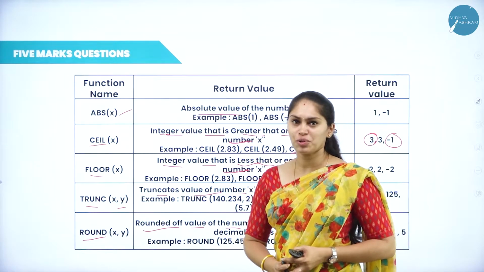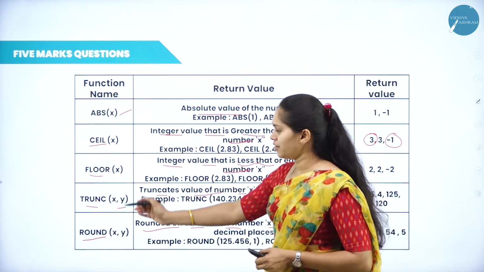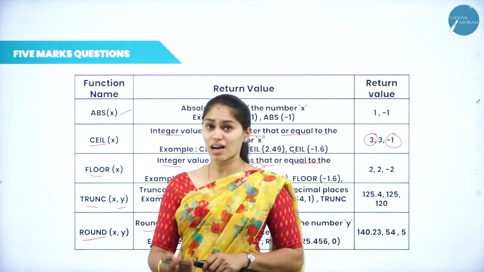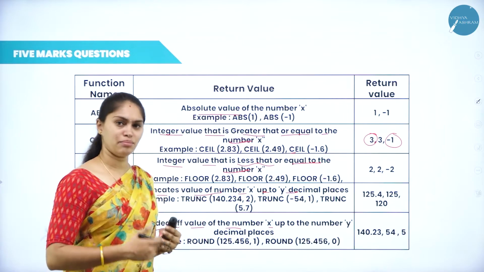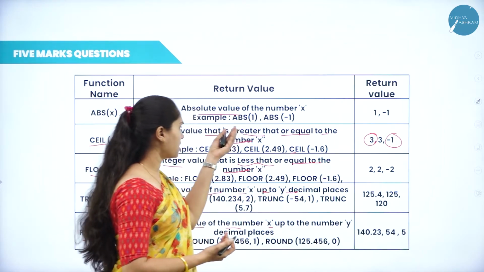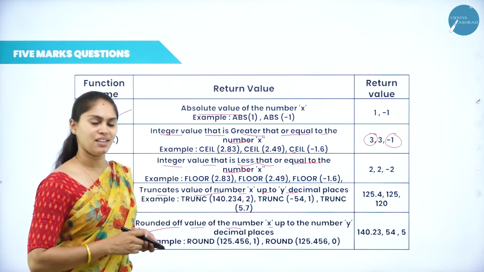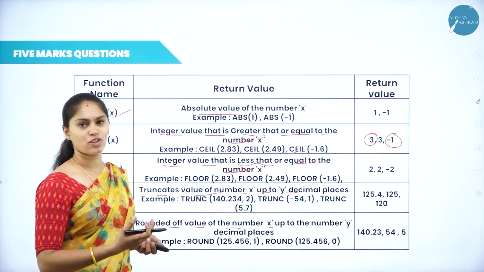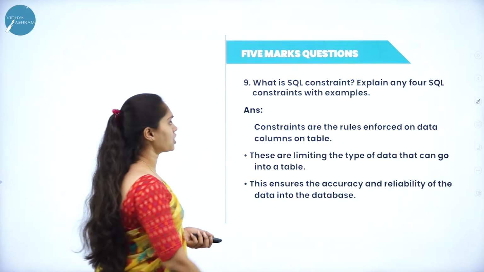This is how you have to answer with respect to the numeric functions: absolute, ceil, floor, trunc, and round off. Mention what its application is, for what purpose we are going to use it, and take one example and give the result. It takes numeric values and also produces a numeric result. This is about scalar functions, or single row functions, with respect to numeric functions. We'll see the next question.